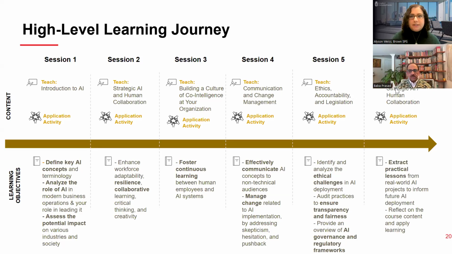And then lastly, in session six, you'll learn strategic AI and human collaboration by extracting practical lessons from real world AI projects, both the ones that have gone very well and the ones that have gone very badly, to inform future AI deployment. And you'll have the opportunity to reflect on the course content and apply your learnings.